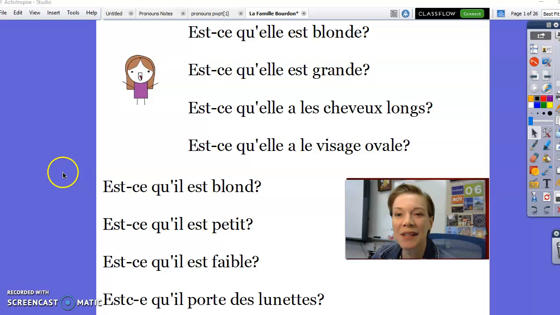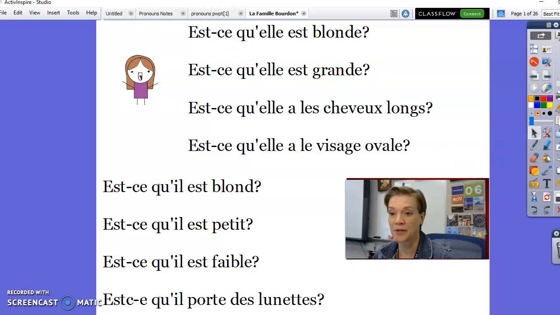Okay, super, bonjour. Class, take a look at these questions about our little girl here, and maybe you already know some of the answers because some of this vocabulary is going to be review. Est-ce qu'elle est blonde? Est-ce qu'elle est grande? Est-ce qu'elle a les cheveux longs? Est-ce qu'elle a le visage ovale? How many of those can you answer?